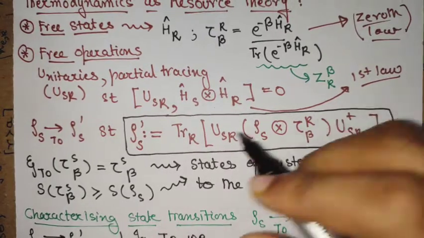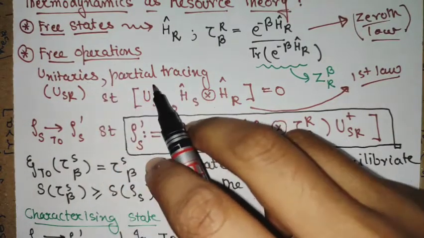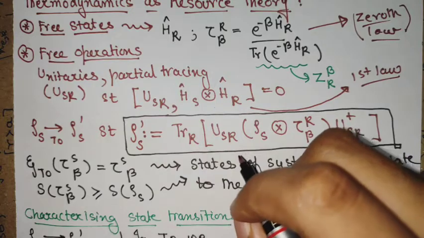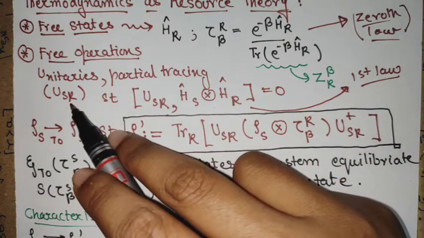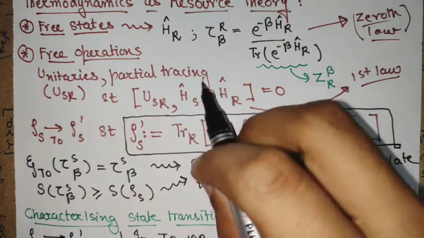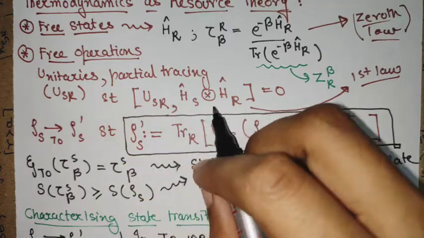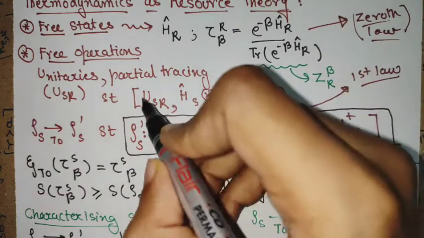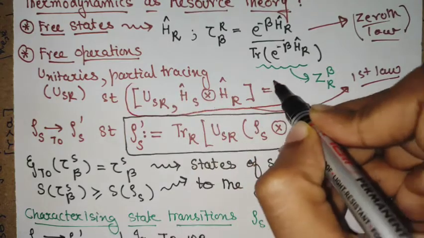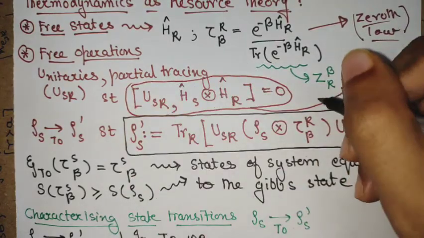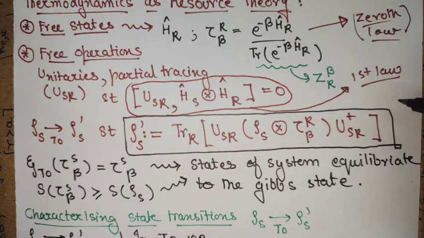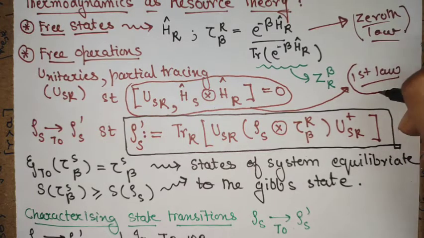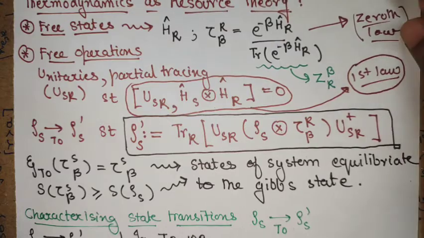Now, what are the free operations? The free operations here are the unitary operations and partial tracing, similar to noisy operations, but in this case, these unitaries are energy preserving. So this commutation relation, we see that it is 0. This means that the unitaries are energy preserving and the total energy of the system remains constant, and that is what gives us the formulation of the first law.